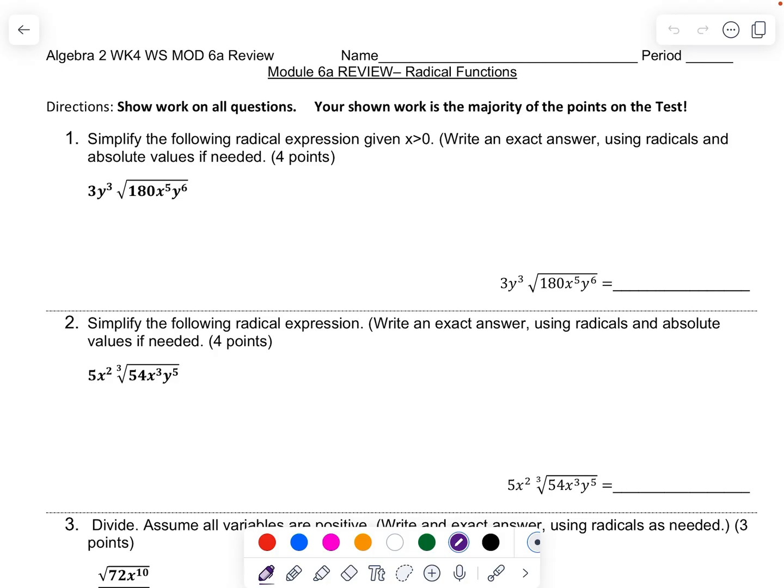All right, so simplify the following radical expression given that our variable is greater than 0. So we've got a positive number. We don't have to worry about that. And make sure we're using radicals in our answer. We're not writing decimals.